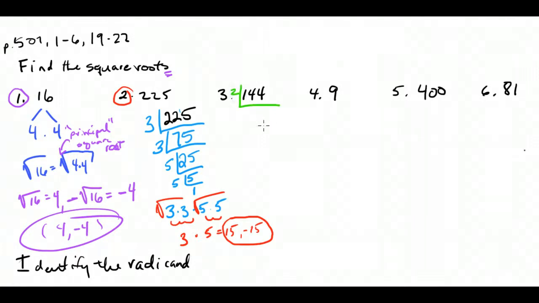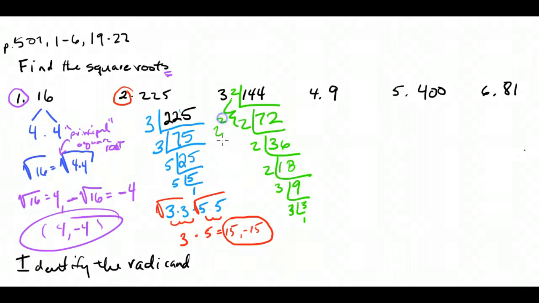144 is divisible by 2, and that leaves us with 72. That's divisible by 2, and that leaves us with 36. That's divisible by 2, and that leaves us with 18. That's divisible by 2, and that leaves us with 9. That's divisible by 3, and that leaves us with 3. And so for 144, we have 2 squared, and here we have 2 squared.